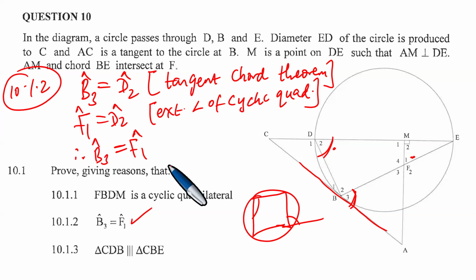So this is 10.1.2, and we've proven that B3 is equal to F1. They're equal to each other. This angle is equal to that angle. We've proven it through the steps there.